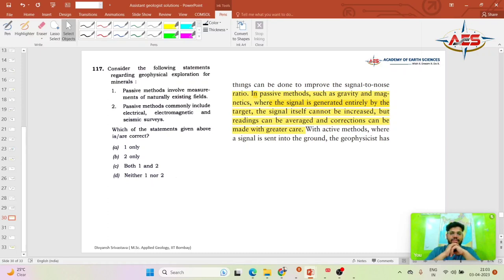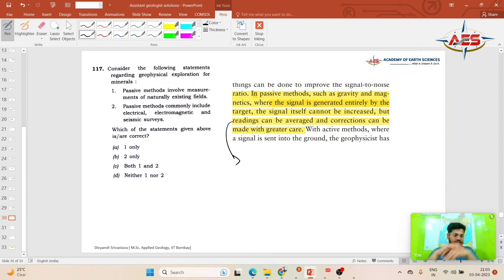Consider the following statements regarding geophysical exploration for minerals. Passive methods involve measurement of naturally existing fields. Yes, it is similar to passive remote sensing and active remote sensing. In geophysics, we also use these terms passive and active. When there are naturally occurring fields already present, like gravity and magnetic. I have also taken this information from Aftab Khan. They mentioned that in specific methods such as gravity and magnetics, the signal is generated entirely by the target itself.